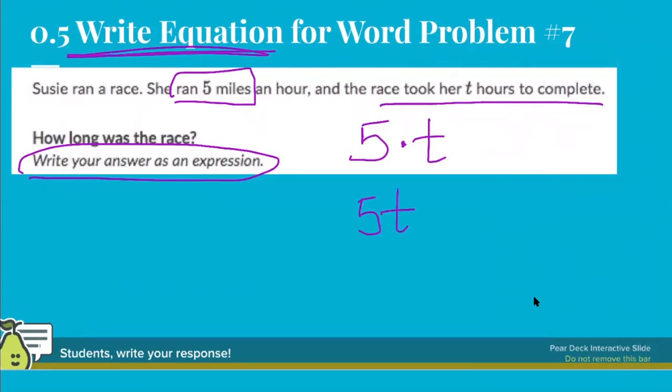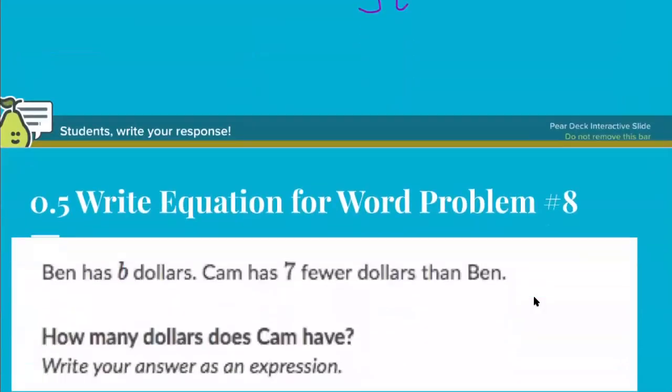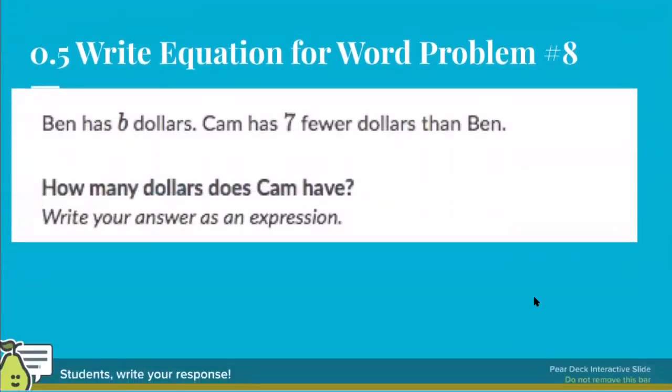Because a lot of you say, I don't know how long, I don't know how far, because I don't know t. Yes, because they're not asking you to solve it. They want you to write the equation. Okay. The same thing for this one. It says write an equation. Ben had $B. Cam has $7 fewer dollars than Ben. This will be the one that I will let you practice on your own, and I will take a look and see how you do it.